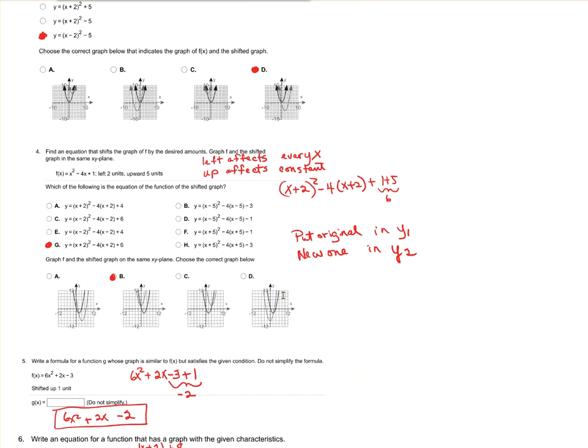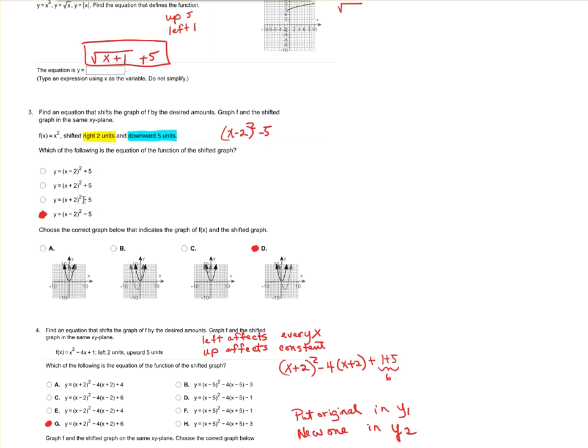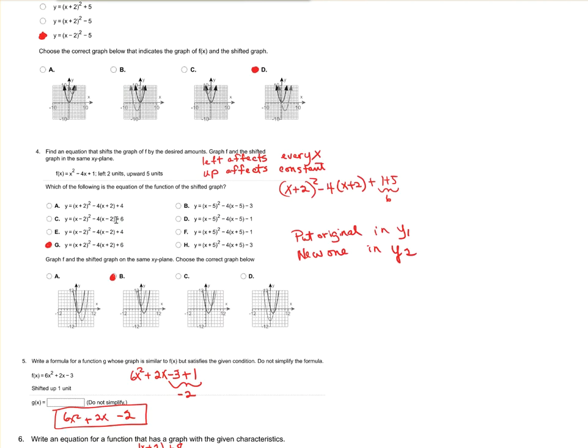So this one has the basic format, but it doesn't look like what we've been having. So we've got x squared minus 4x plus 1 that moves left 2 and up 5. Well, you need to remember, left affects every x in the equation, up affects the constant. So everywhere that there's an x, we now want to have x plus 2.